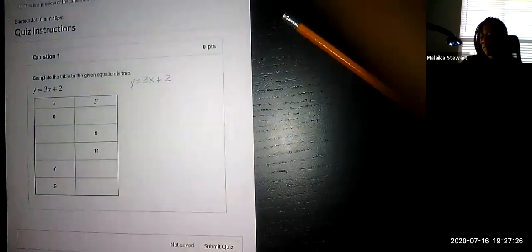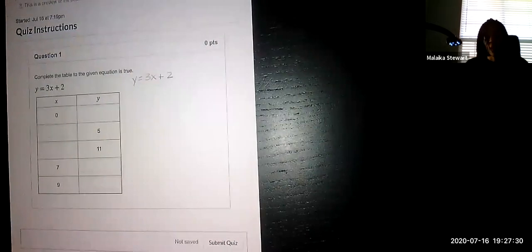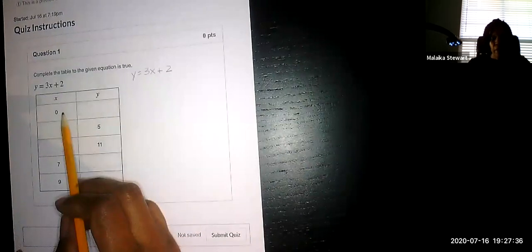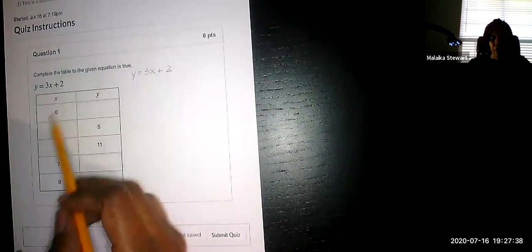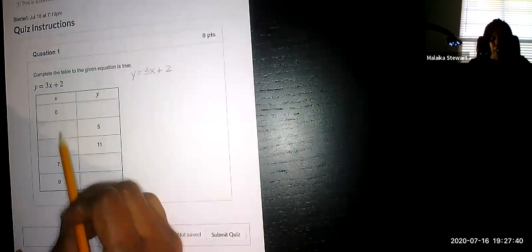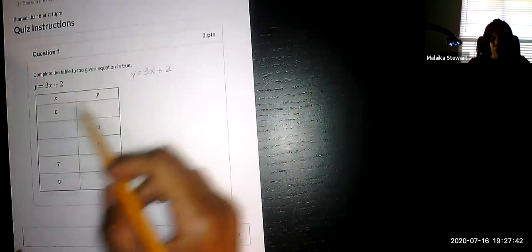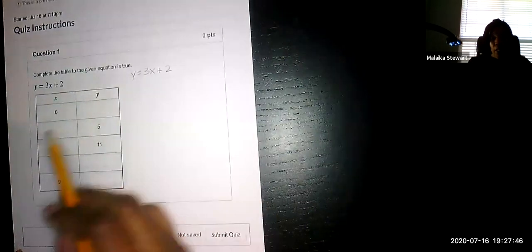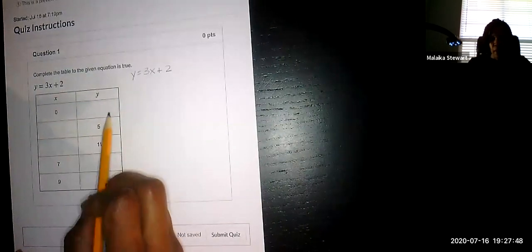Hi, everybody. I'm just going to wrap up what we did yesterday in class. This is going to be a copy of the exit card that you took yesterday. So you guys had to complete the table. They gave you the equation, and here are X values. As you can see, there are a couple missing. And here are our Y values. Those are missing as well. So what you had to do for the quiz was to fill in the missing values.